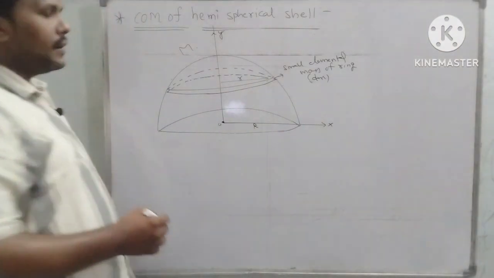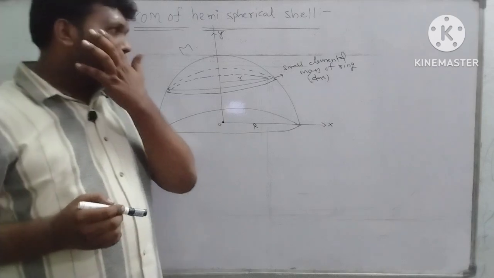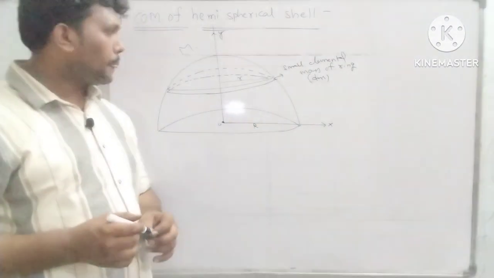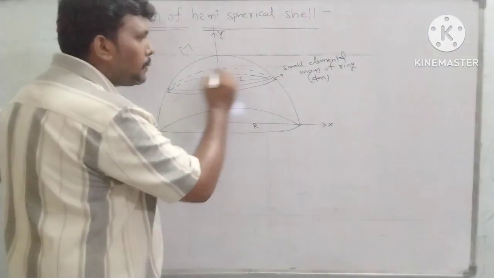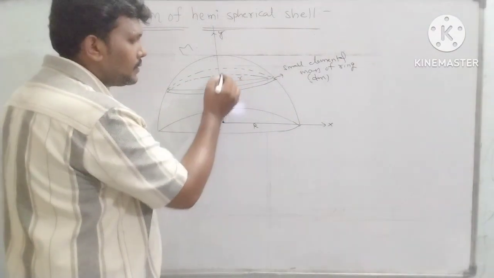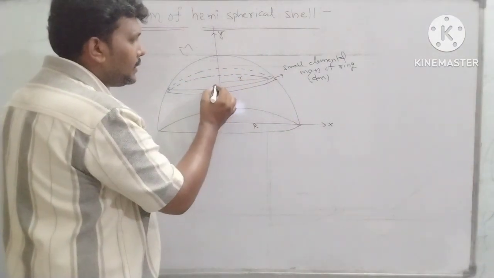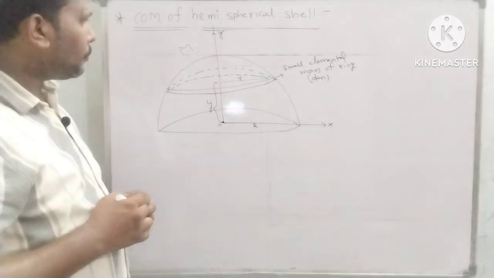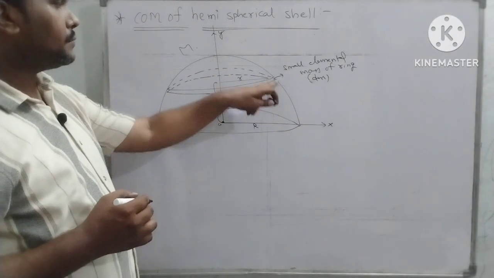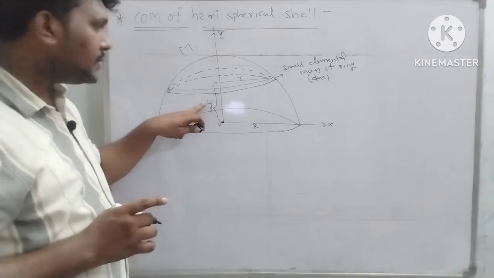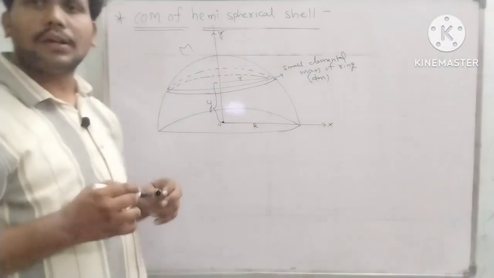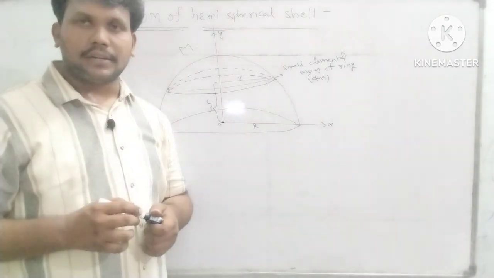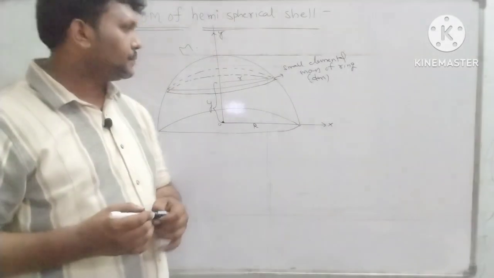Smaller r is the radius of the small elemental ring, and capital R is the radius of this hemispherical shell. And the center of mass of the ring from this origin is located at y distance, meaning y is the distance of the center of mass of the ring from here. If you integrate this y from here to here, you can find the center of mass of this hemispherical shell. So that process only we are going to do now.